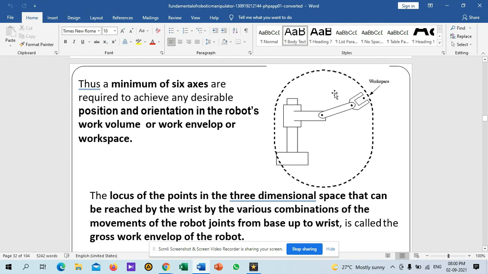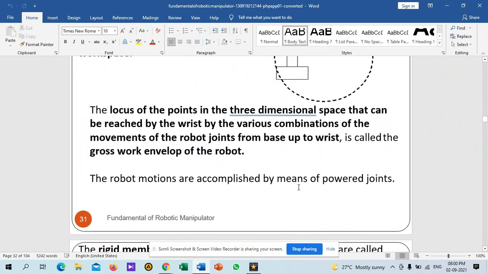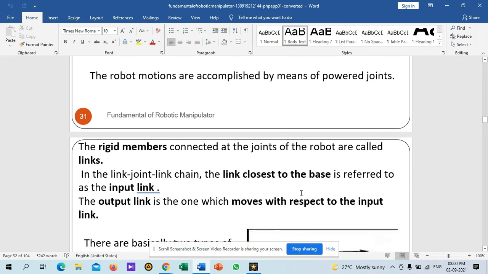This robot works at this locus point, right? The robot motions are accomplished by means of powered joints, right? The rigid members connected at the joints of the robot are called links. It's a very, very important thing.